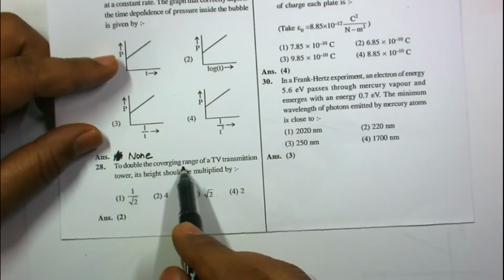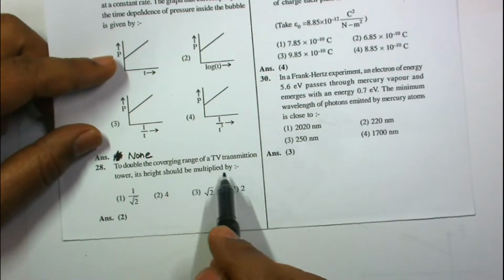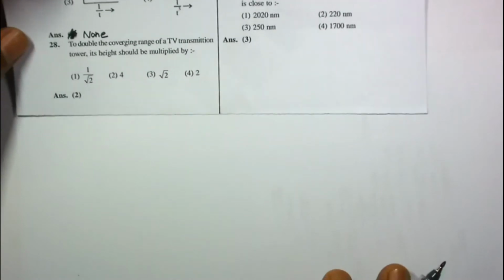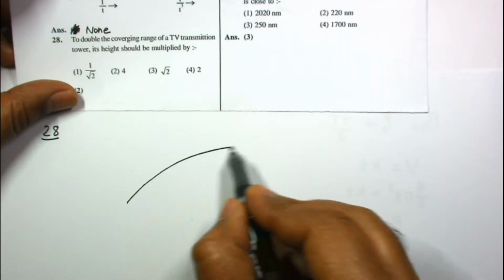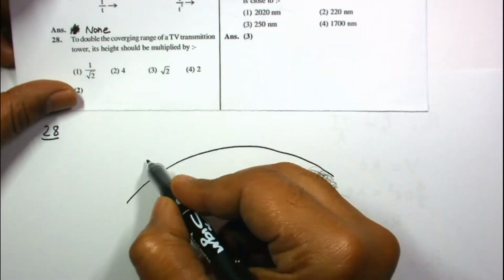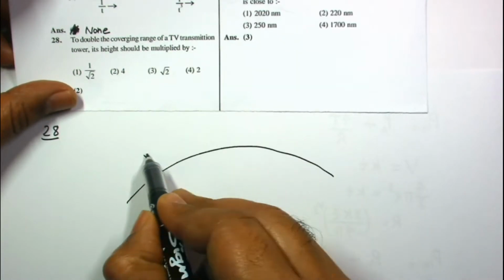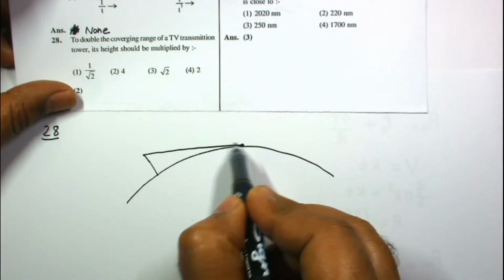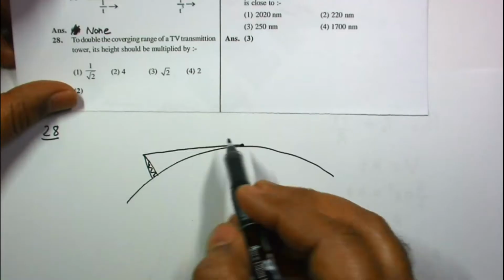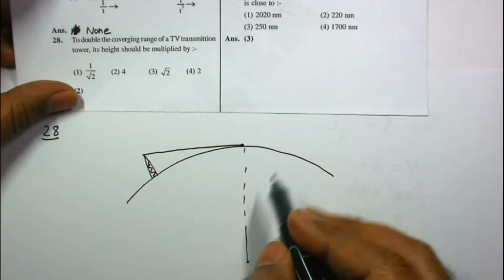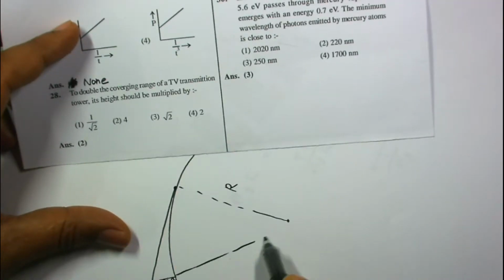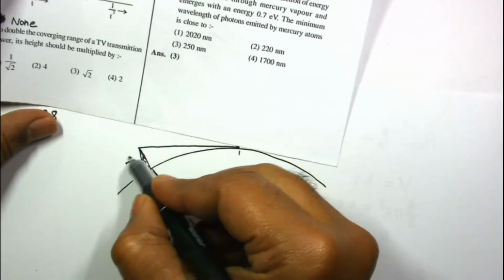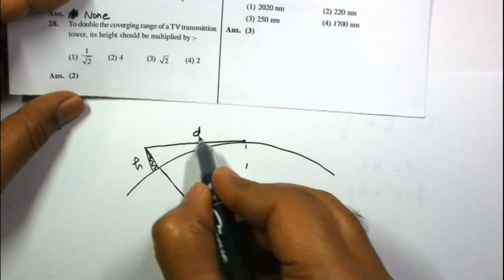Question number 28. To double the covering range of a TV transmission tower, its height should be multiplied by. So it is from communication. This is the Earth's surface with curvature, and here there is a transmission tower, and it is the range where it becomes tangential. It is the center of the Earth. This is a radius. This is, let's say, height, and let us make this diagram like this. And range is suppose D.